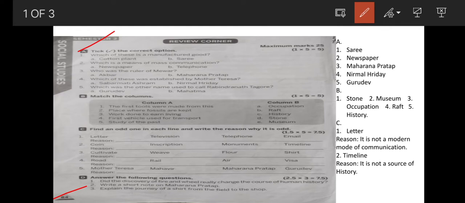Take the correct option. 1. Which of these is a manufactured good? Options are cotton plant, sari. The answer is sari. Sari is manufactured in industries by using raw materials.